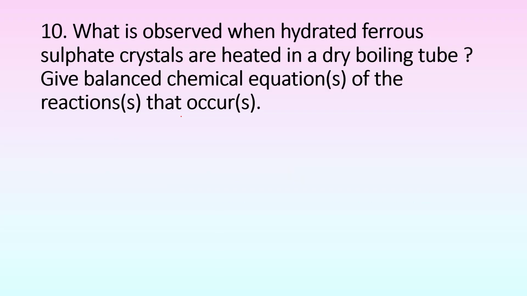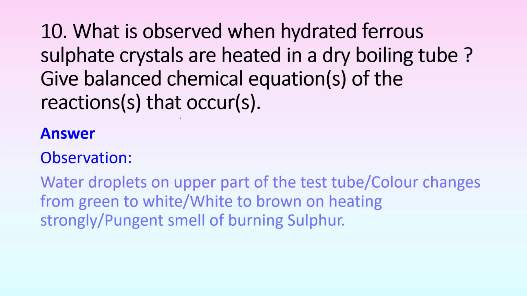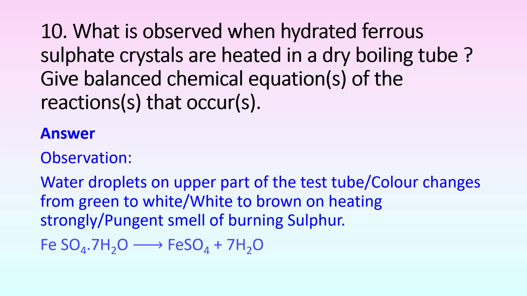Next, question number 10. What is observed when hydrated ferrous sulfate crystals are heated in a dry boiling tube? Give balanced chemical equations of the reactions that occur. So the answer is, first we write observation. Water droplets on upper part of the test tube, or color changes from green to white or white to brown on heating strongly. Pungent smell of burning sulfur. And the equation is FeSO4.7H2O when it is heated.